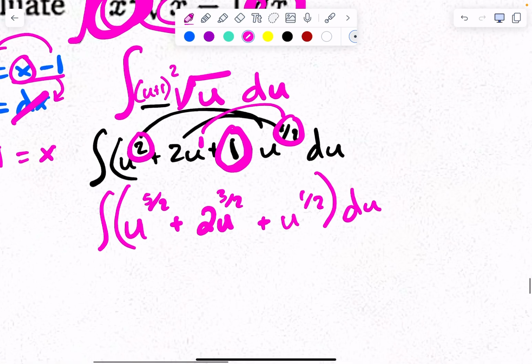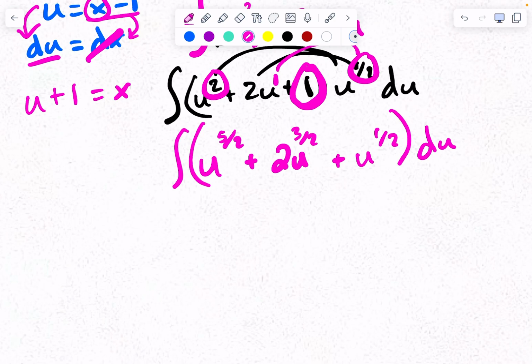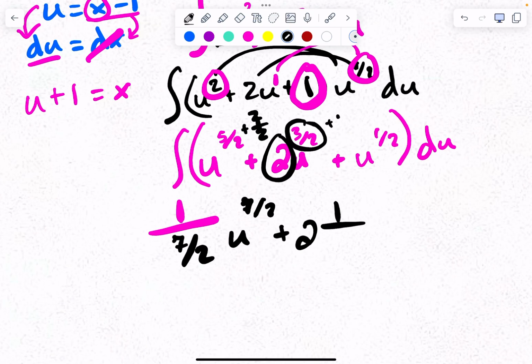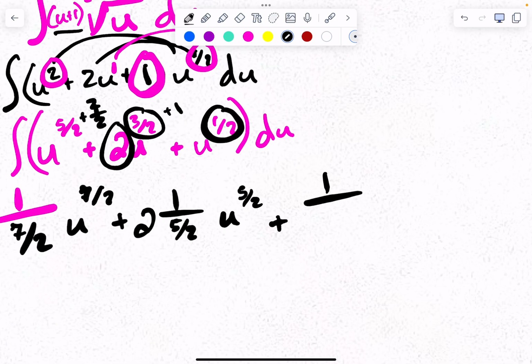Then we start to do our antiderivative, and this is where we kind of stopped yesterday. All right, so I have 1 over 5/2 plus 1, which is 5/2 plus 2 over 2, which is 7/2. So 1 over 7/2 u to the 7/2 power. Okay, plus this 2 is just chilling. I have 1 over 3/2 plus 1, which is 5/2, u to the 5/2. Okay, plus this guy is 1 over 1/2 plus 1 is 3/2, u to the 3/2 power.